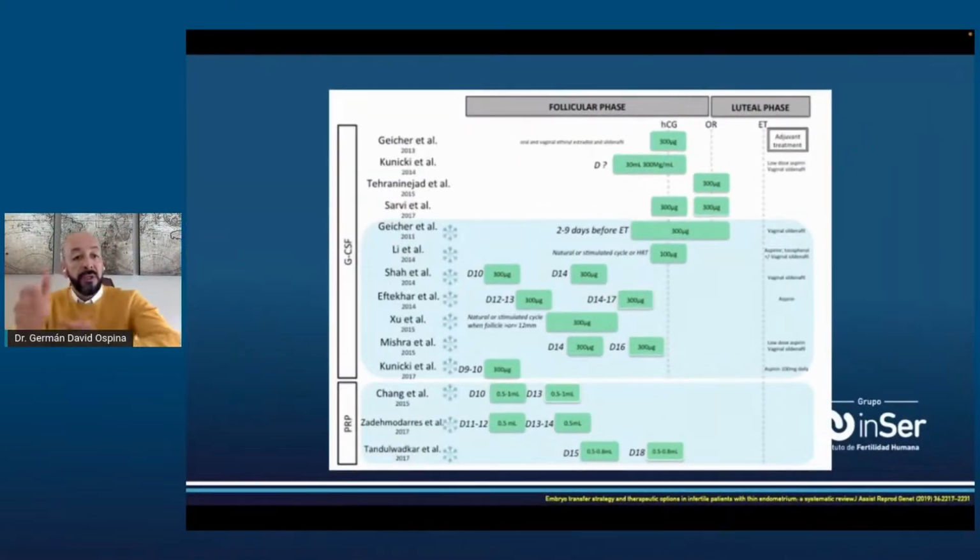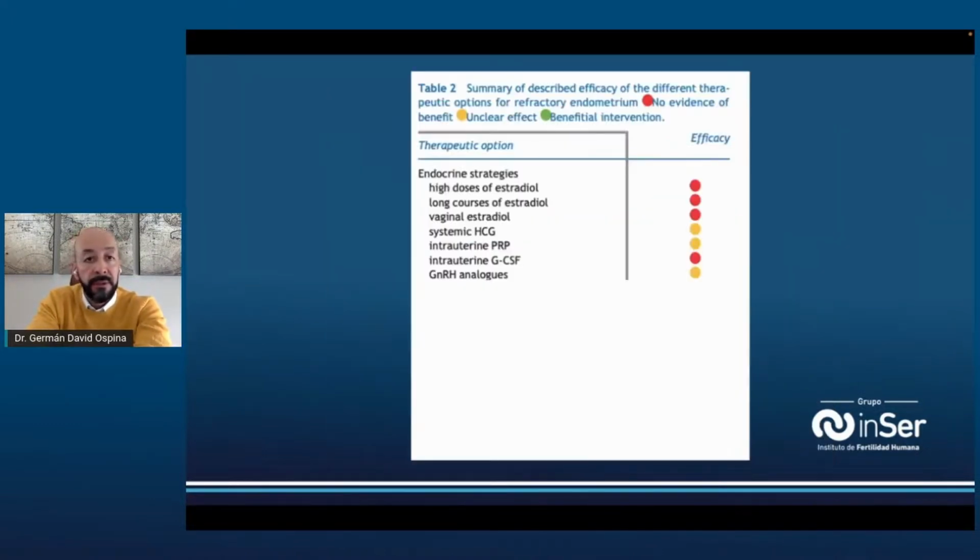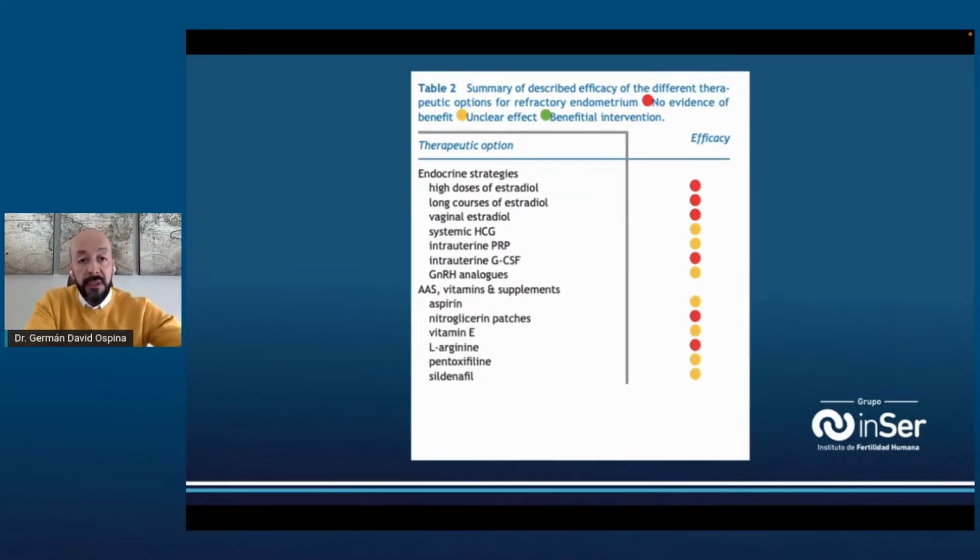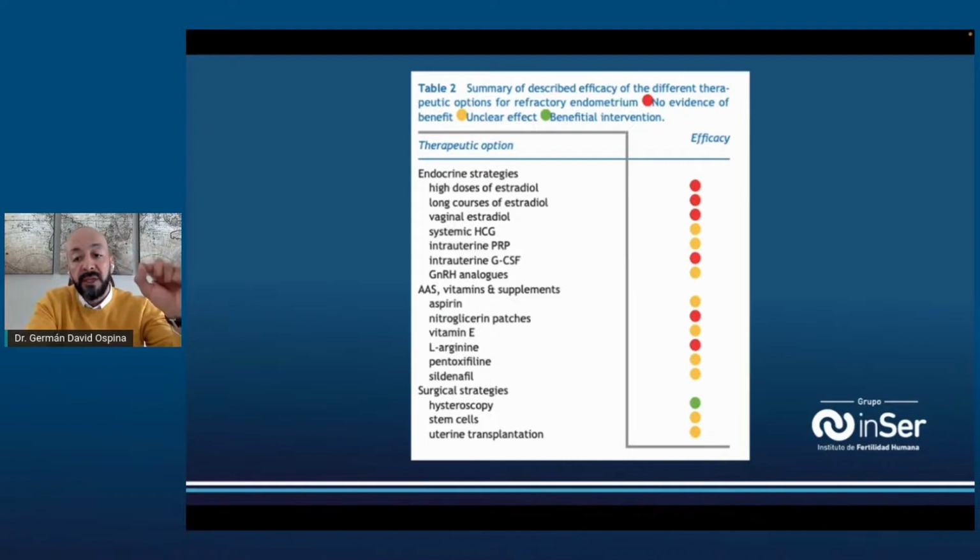And finally, we are going this way: the use of PRP and the use of G-CSF. But again, if you see here all the studies, the protocols are very different between one group and another. Okay, what are the interventions or strategies that we could use in these cases? This is the list. The green is only hysteroscopy, but remember that this green is for patients with cavity abnormalities. But there are 3 interventions that seem very, very promising for improving the endometrial thickness: the use of PRP, sildenafil, and cell therapy. In my opinion, after this deep revision of the literature reviews, I believe that these 3 interventions could be useful.